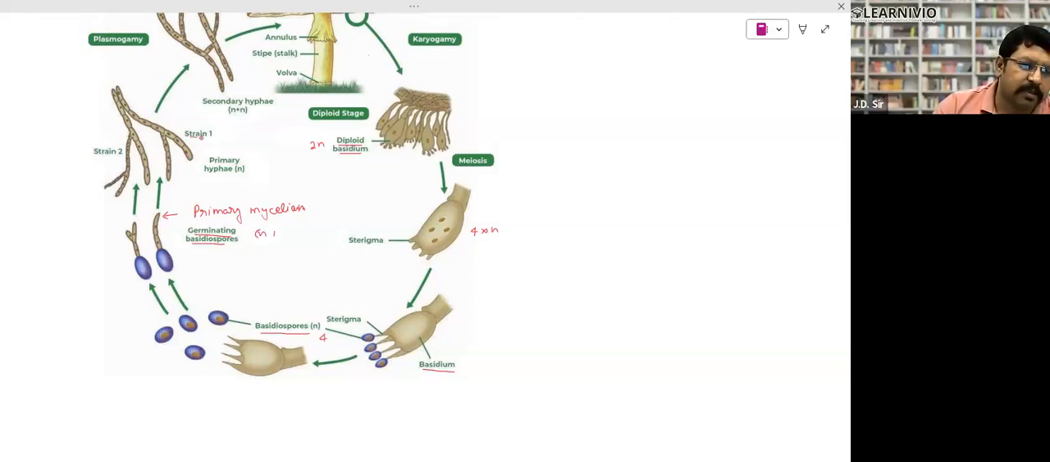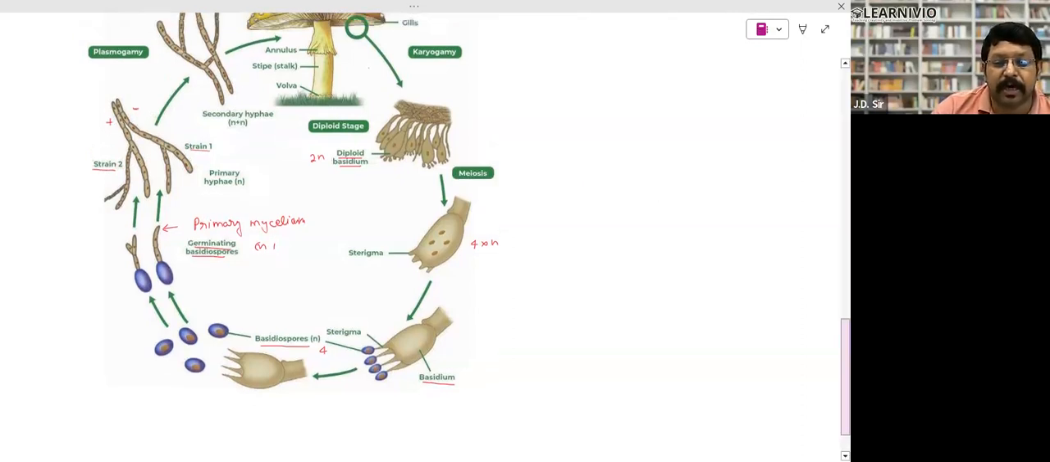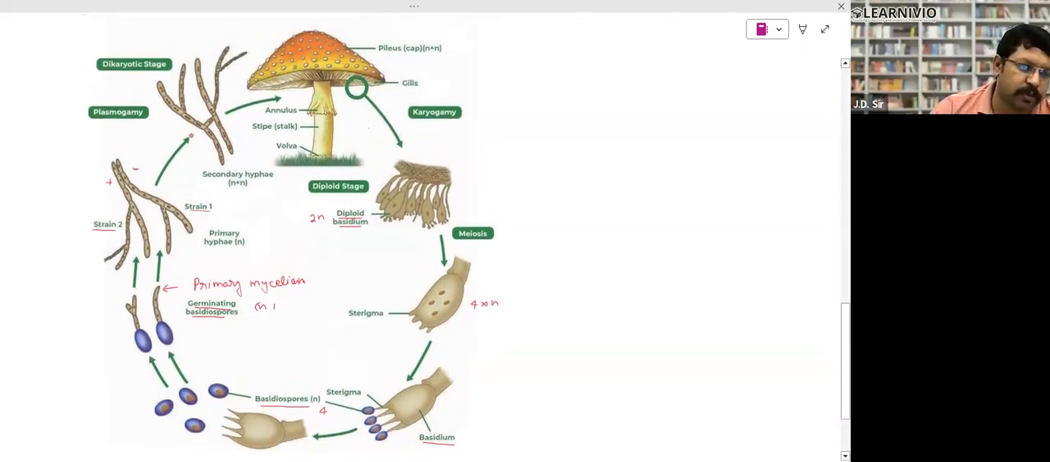This is strain one, meaning both should be genetically different. So this is negative, this is positive. Genetically similar hyphae will not fuse. So these hyphae will fuse, and plasmogamy will take place, meaning the plasma will fuse. Then dikaryotic stage formation will take place. This dikaryotic stage means every cell will have 2 nuclei, represented by n plus n, meaning every cell has 2 nuclei and the nuclei have not fused. Right? If both nuclei fuse, then we will write it as 2n.